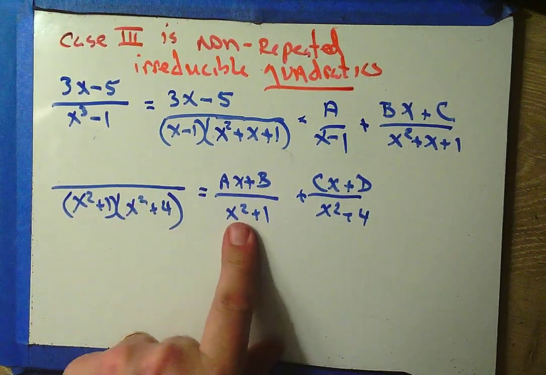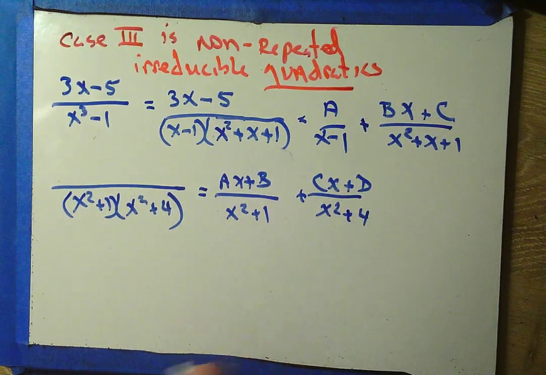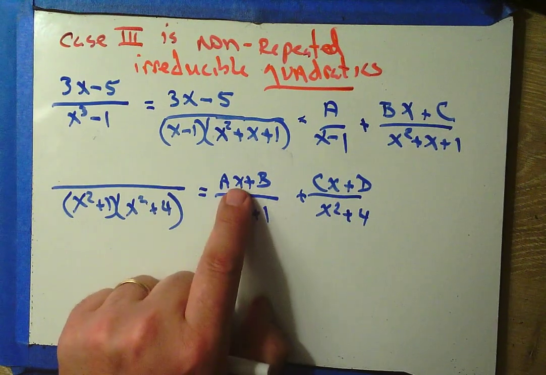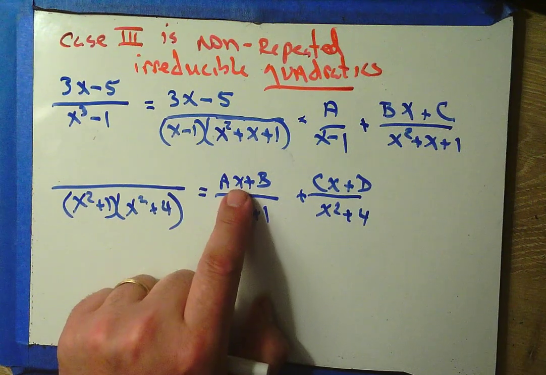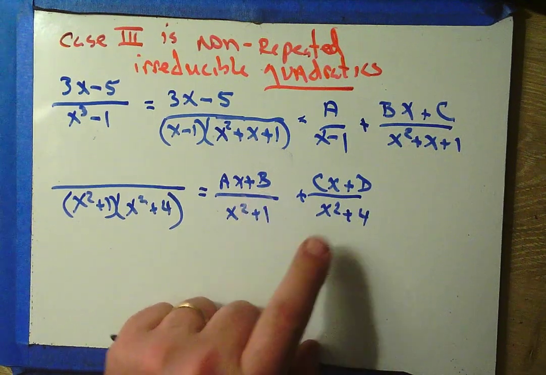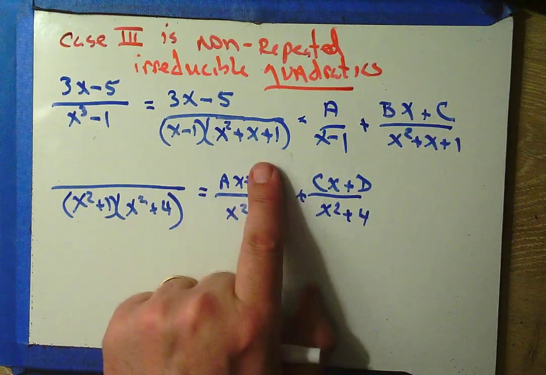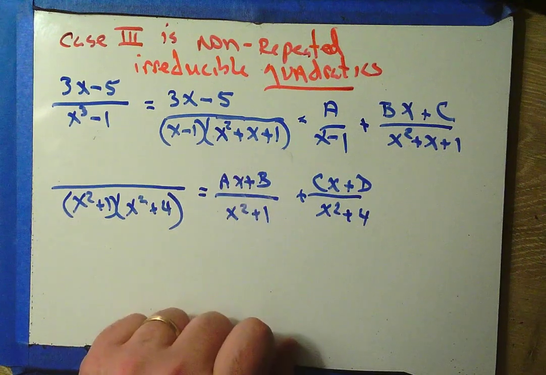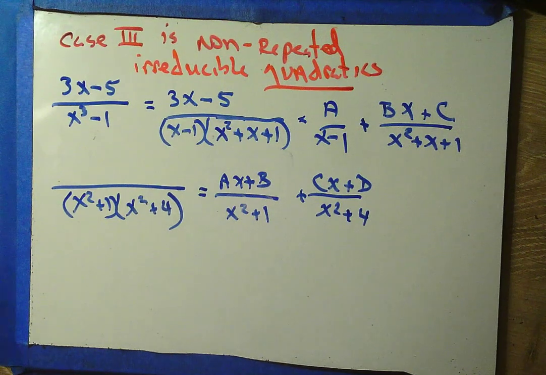Non-repeated irreducible quadratics. I can't factor these quadratics with reals. Notice how this is second degree, and this has to be first degree on top. But not all first degree equations pass through the origin, so we need to take into consideration that maybe there was a shift up or a shift down. It may turn out when we're solving that one of these goes away, so don't be surprised if one of these letters turns out to be 0. That's okay. We don't know what the answer is going to be, so again, we have to cast the broadest possible net just in case.